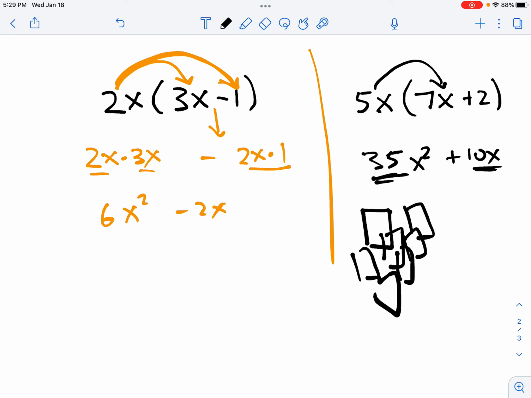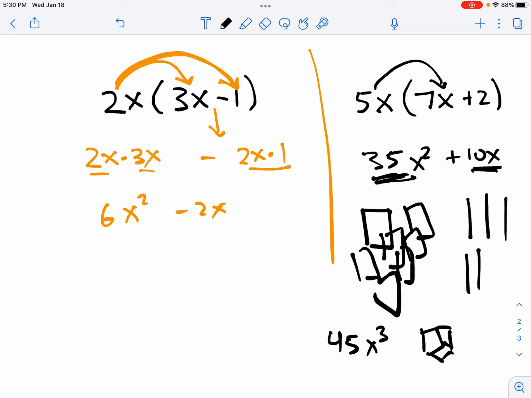Now x's, the best way of visualizing x's are like long, skinny blocks like this. They're not square. So I have 35 squares, 10 x's. You can't combine them together. If you were to write something like 45x cubed, then you would have 45 of these three-dimensional cubes, which are hard to write, and they don't match. This and this are not equal.